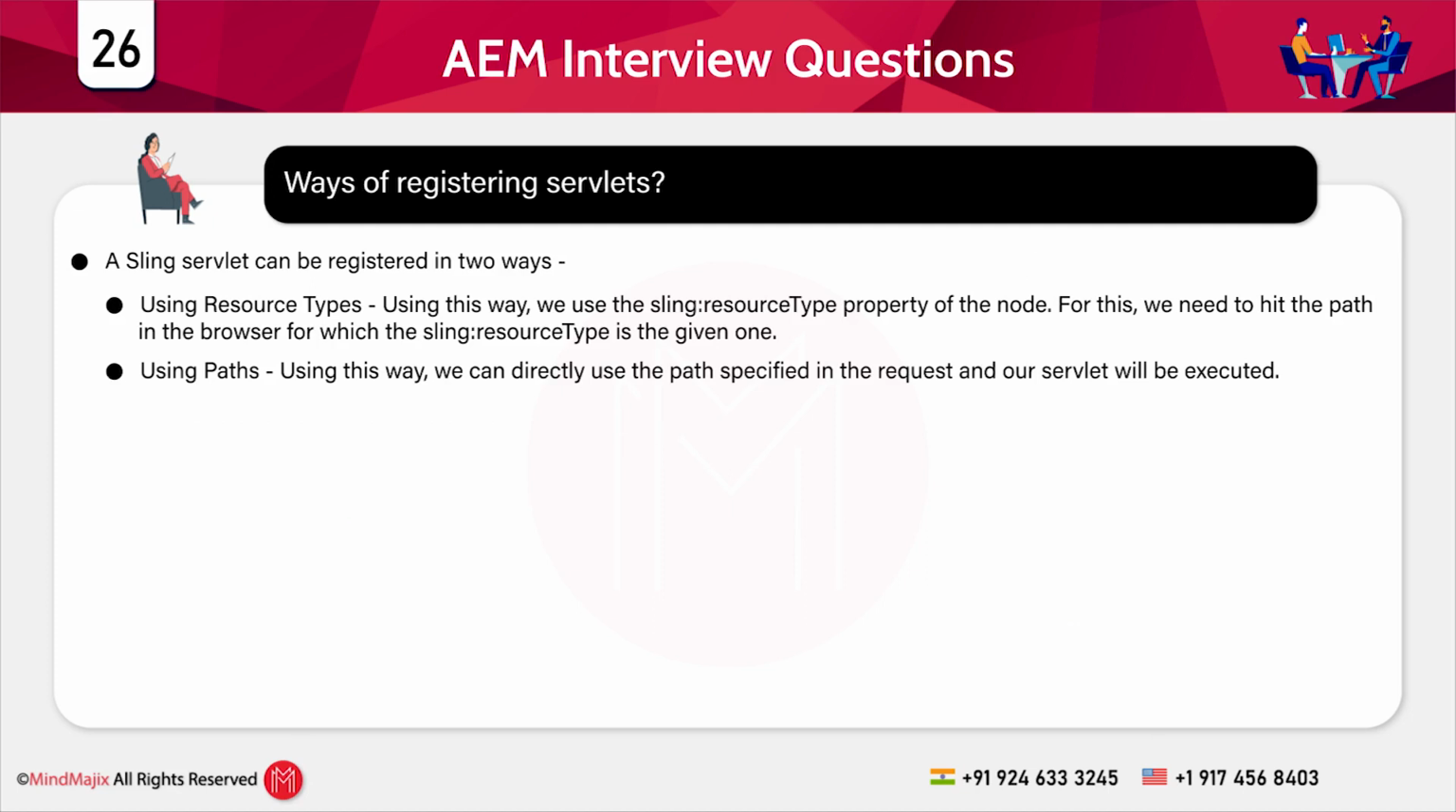In AEM we have two ways to register a servlet, using resource type and using paths. Using path, you can directly specify the path of the servlet and have its request-response method. This way, we can directly use a path specified in the request, and our servlet will be executed. And using resource type, we have discussed the Sling content rendering, right? This way, you use the sling resource type property for the node. For this, we need to hit the path in the browser for which the sling resource type is the given one.